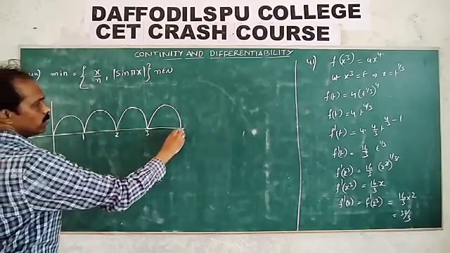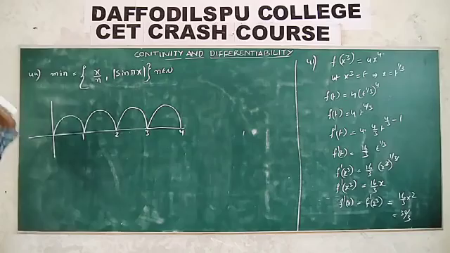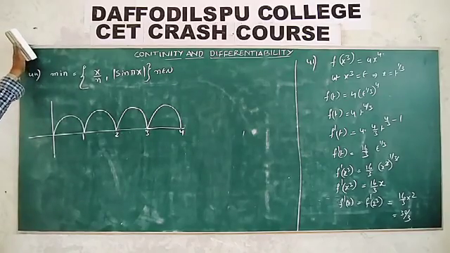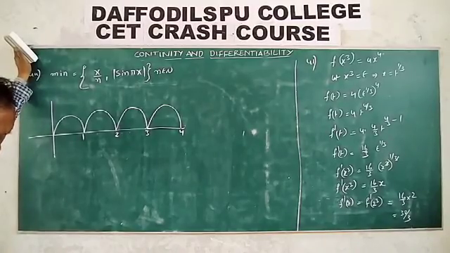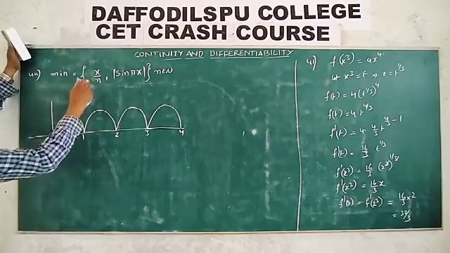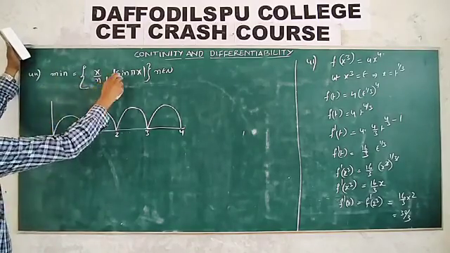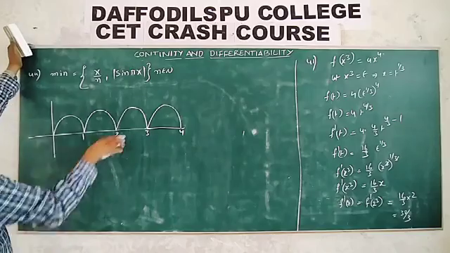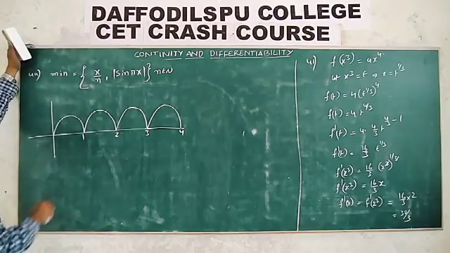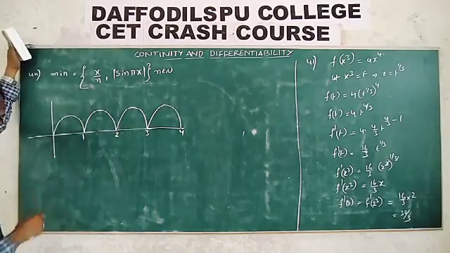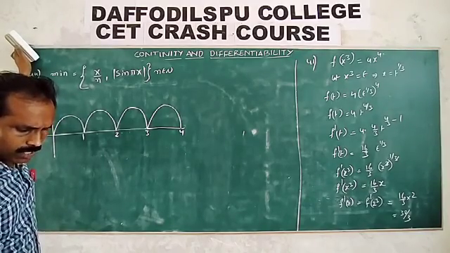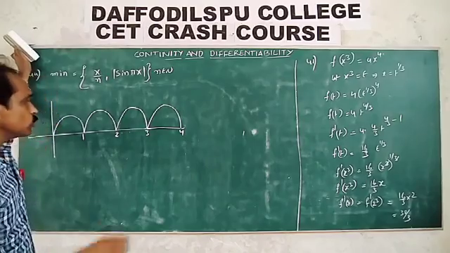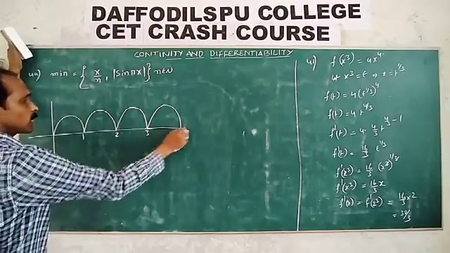1, 2, 3, 4. Take this one. Y is equal to sin x by n, and y is equal to modulus of sin x by n. Take this sine graph and x by n. What is the question? Maximum non-differentiability points for x belongs to 0, 4. So that's why we take 0, 4.